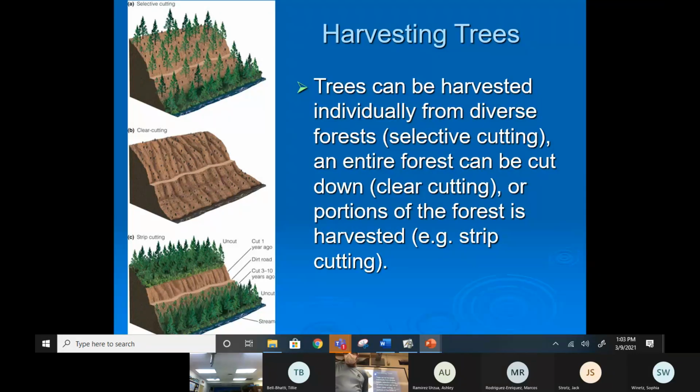Finally, we have this third option called strip cutting, where you kind of combine these two. You clear cut a strip of trees, but you leave a strip of other trees intact. And ideally, you would make sure to leave a strip of trees intact along the edges of the stream banks so that they could absorb any sediments that had been carried away from the clear cut zone.